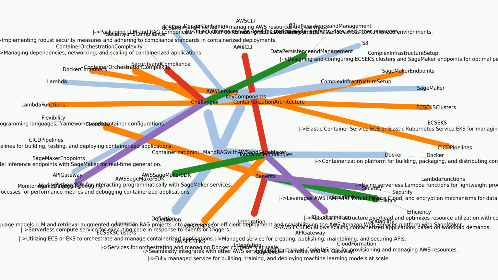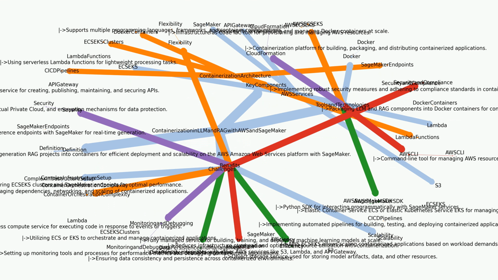API Gateway, a managed service for creating, publishing, maintaining, and securing APIs. S3, an object storage service used for storing model artifacts, data, and other resources. Containerization architecture: Docker containers, packaging LLM and RAG components into Docker containers for consistent deployment.